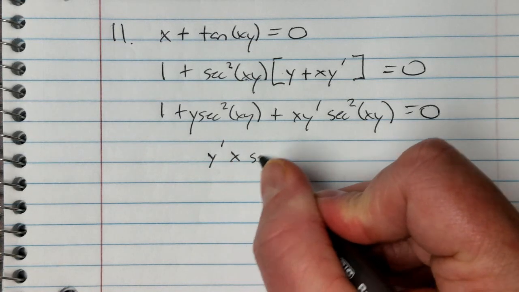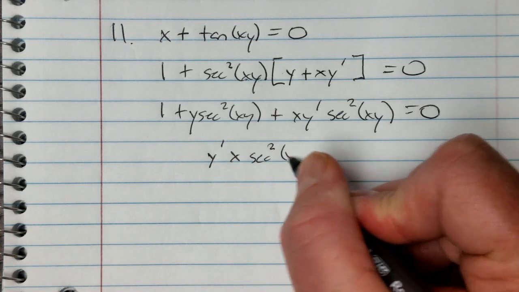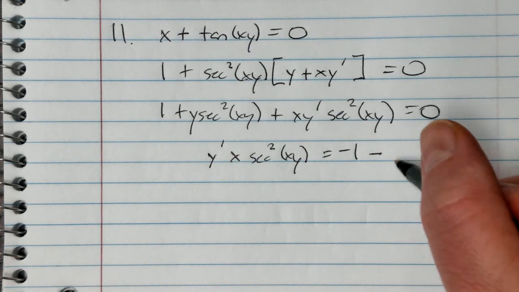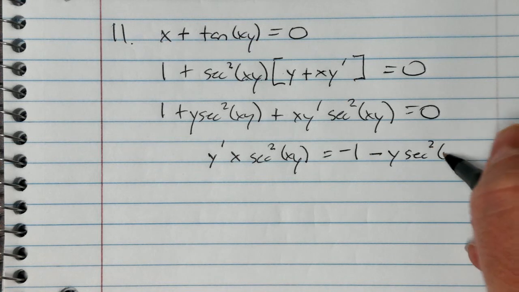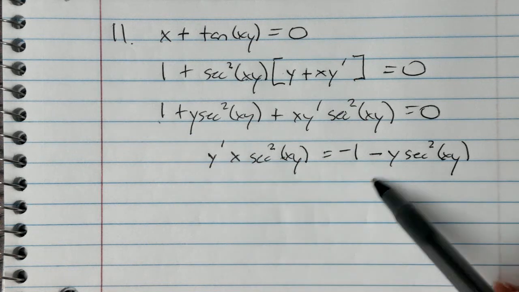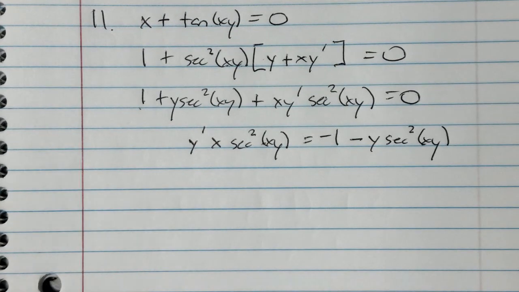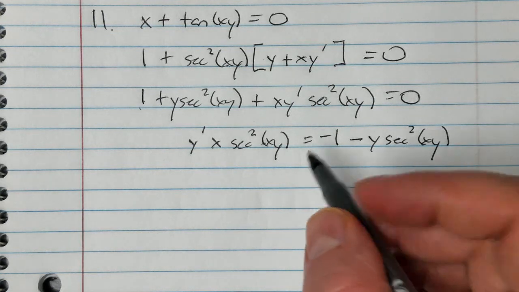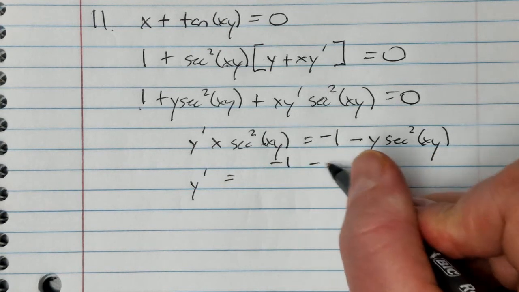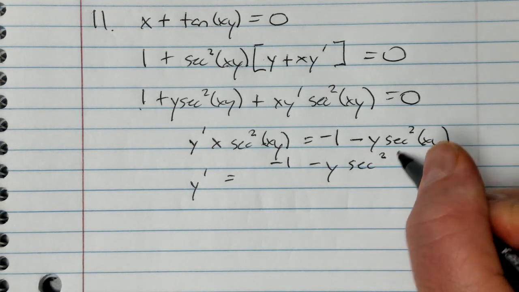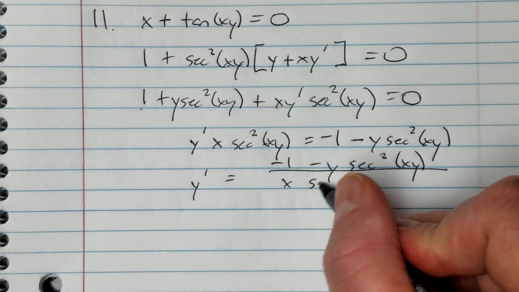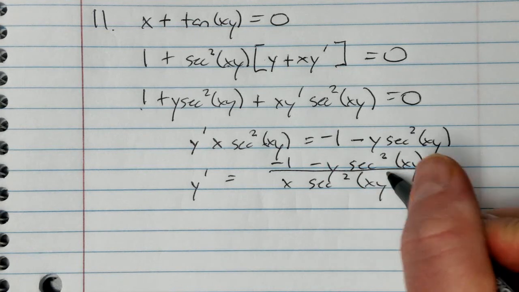We have x secant squared xy equal to -1 minus y secant squared xy. So basically just move this over here and move these two terms over. And then you pretty much have the answer. You have -1 minus y secant squared xy, all of that over x secant squared xy.